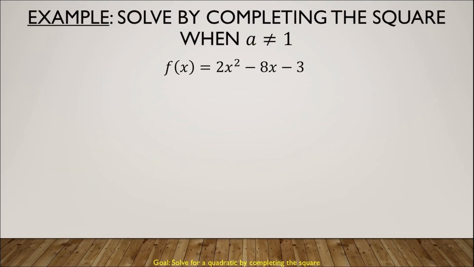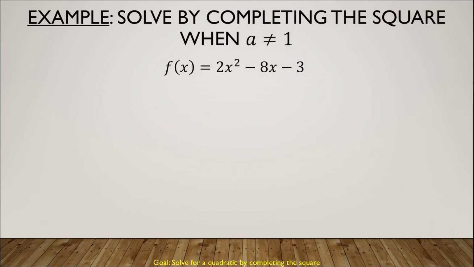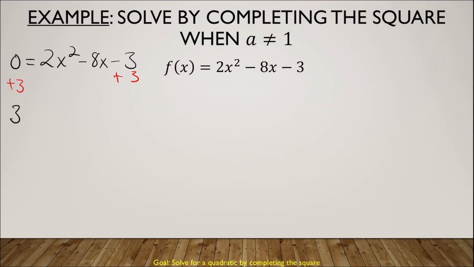Well, what happens when a is not equal to 1? Let's look at that. It's very similar. We're just going to divide through by that 2. Okay. So I get 0 equals 2x squared minus 8x minus 3. So I'm going to add that 3 to both sides because I can't factor this. So I get 3 equals 2x squared minus 8x.